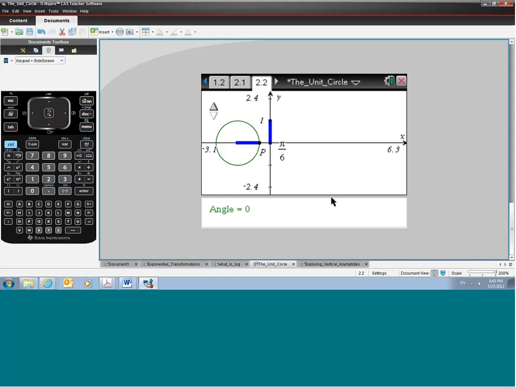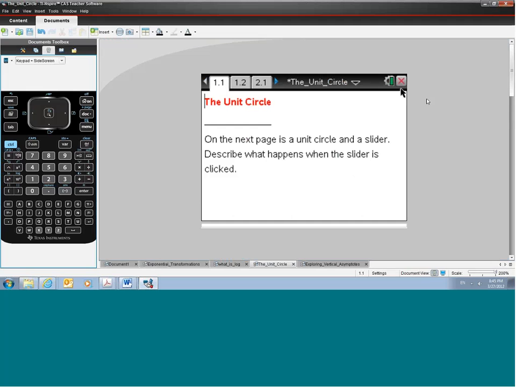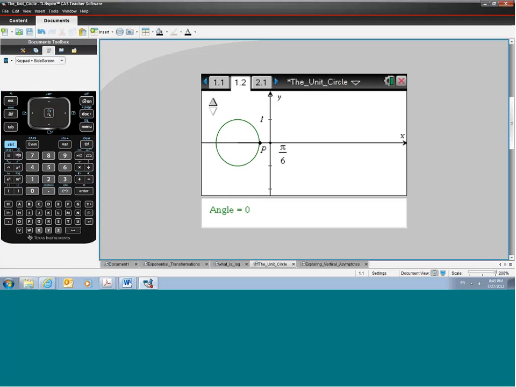Okay, very good then. The next activity I want to look at is the unit circle activity. I should start at the beginning of the activity. We've got a circle. Here's a circle. And again, we call this a slider, even though it looks like some up and down arrows. So we've got the slider there, and we want to press the up arrow and see what happens.